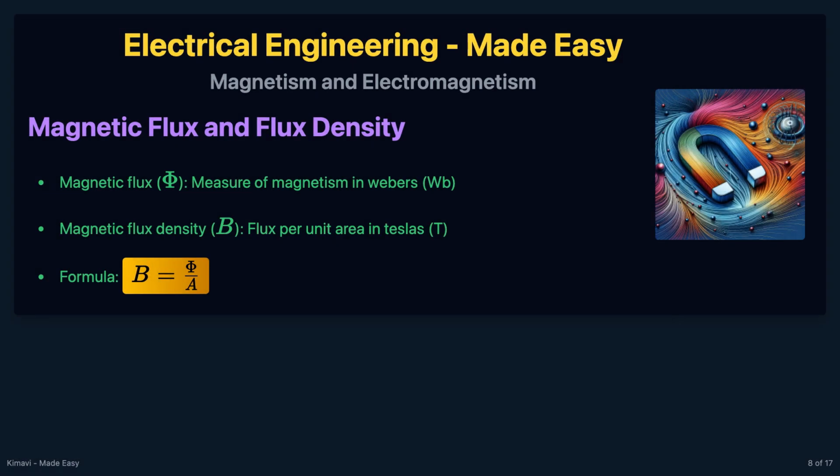Magnetic flux, denoted by phi, is the measure of the quantity of magnetism, considering the strength and the extent of a magnetic field. It is measured in Webers. Magnetic flux density, denoted by B, is the amount of magnetic flux through a unit area perpendicular to the direction of the magnetic field. It is measured in teslas. The formula is B equals phi divided by A.